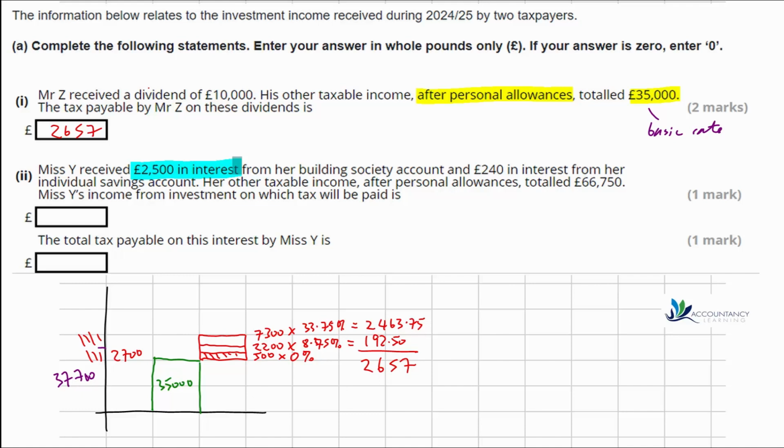We're also told her other taxable income after personal allowances totaled 66,750. That's important because it tells us that it's above the 37,700, so this is a higher rate taxpayer. So we need to find out what is Miss Y's income from investment on which the tax will be paid.